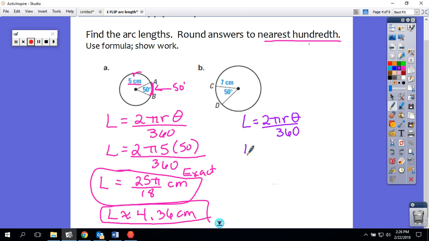All right, and when you set it up, the radius, of course, is 7, and the arc length, or the measure of the arc, theta, is 50 degrees. Notice that the measure of the arc was the same, 50 degrees, theta was the same, but the radius is larger, so our arc length should be larger. Right, so we punch that in the calculator.